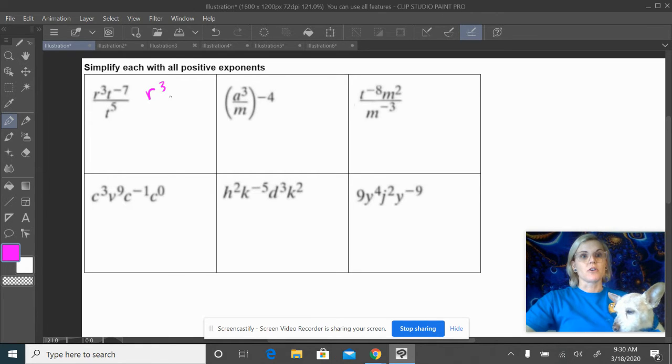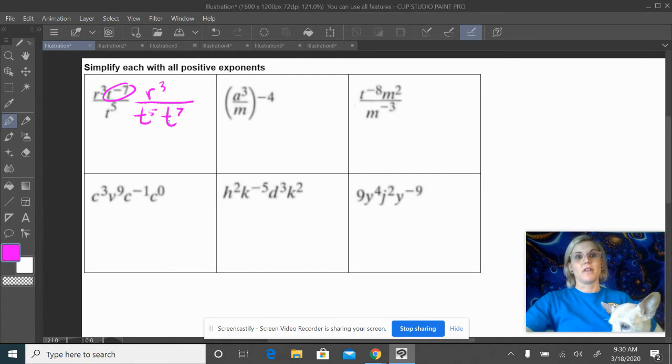So I have r cubed on the top, t to the fifth stays, and then this t to the negative 7 goes to the bottom, and that becomes positive. Technically, when you have a negative exponent, that really means division. So when I put it on the bottom, that really means that I'm dividing. I'm getting smaller by that amount.